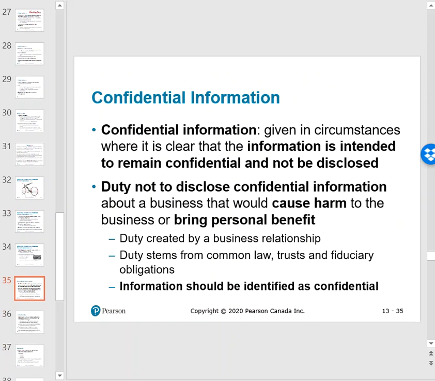So now looking at confidential information. Confidential information, what is this? It is any type of information that is intended to remain confidential, that is intended not to be disclosed. And when you have confidential information, it doesn't mean you own that information. No, no one owns information.